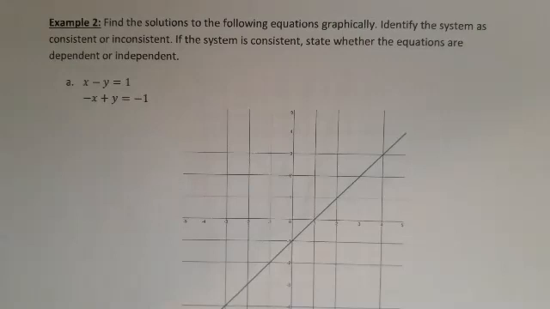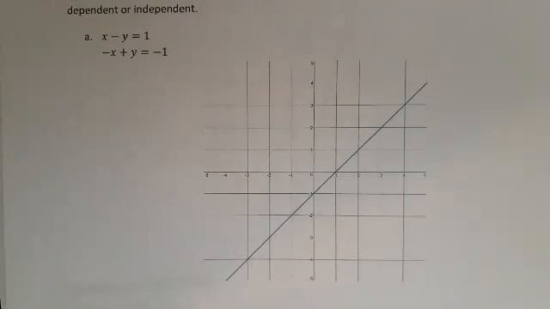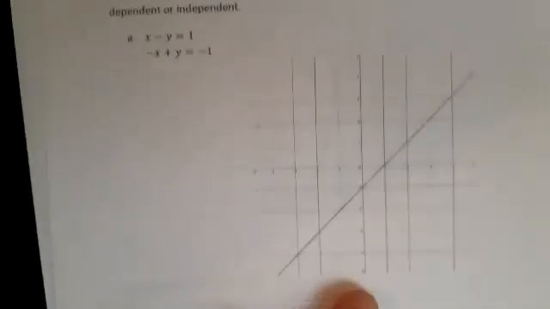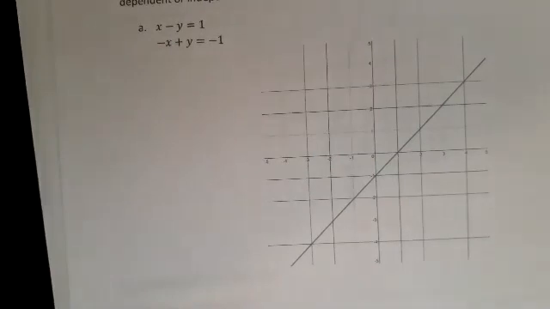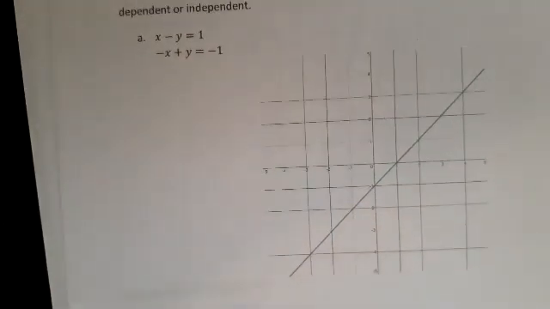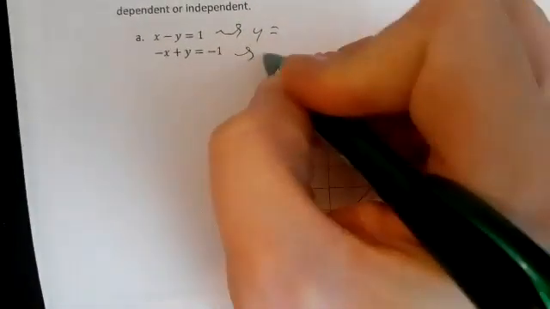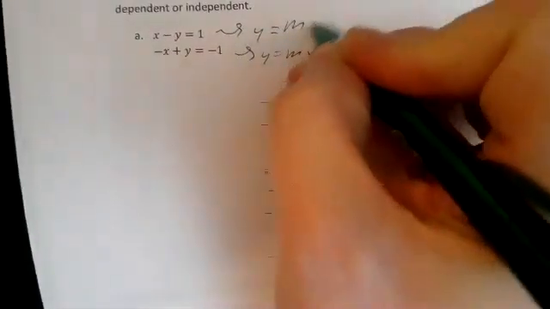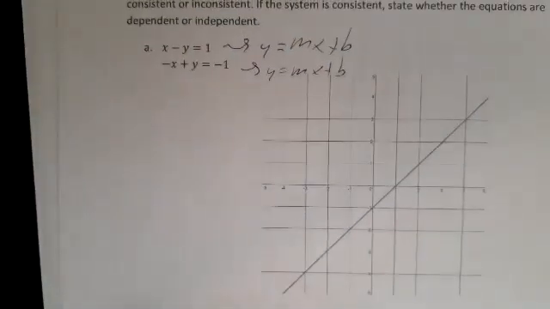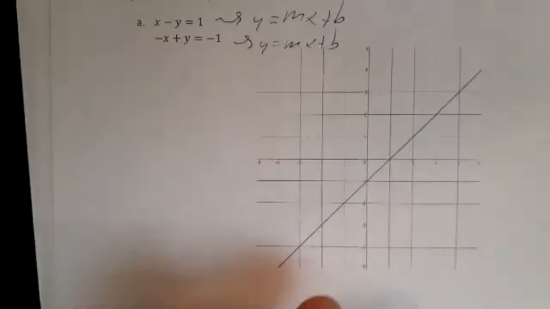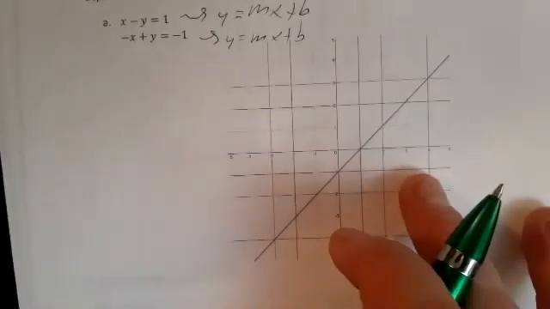Okay, find the solutions to the following equations graphically. So I have both of these things graphed. Identify the system as consistent, inconsistent, or dependent, independent. Okay, so we see this graph, and you might notice it looks like there's only one line here. If you wanted to, you could solve these things. If you put them in slope-intercept form, then you would probably see they're actually the same line. And so this is that scenario of the same line going over itself.